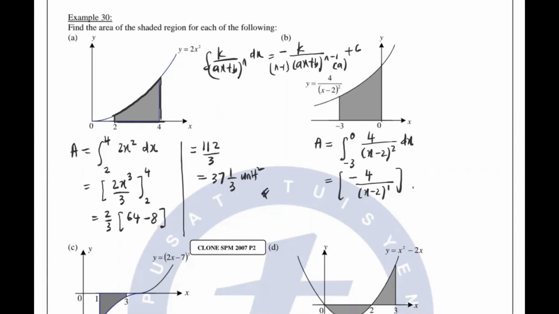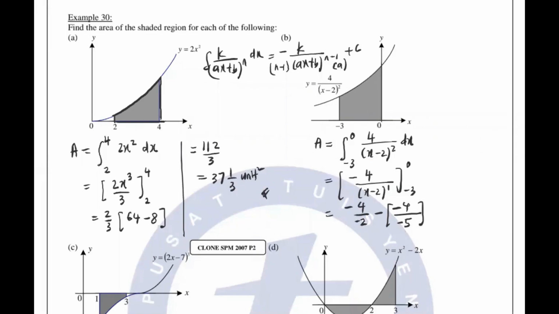So lower limit is -3, upper limit is 0. Now be careful with composite function. When you have a bracket, please don't think that if we put 0 inside, you get 0. It's not 0. If you put 0 inside, you actually get -2, right? And there's a minus here. If I put -3 inside, -3 minus 2 is -5.